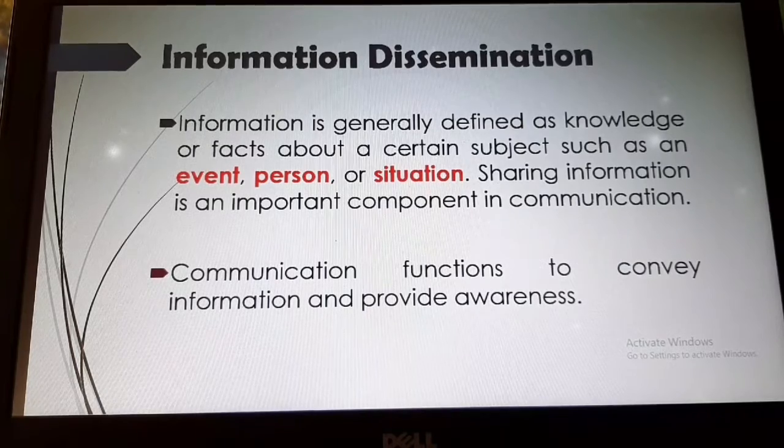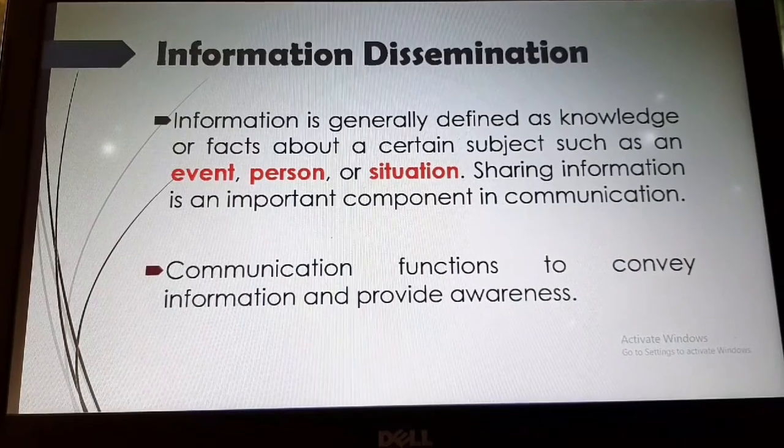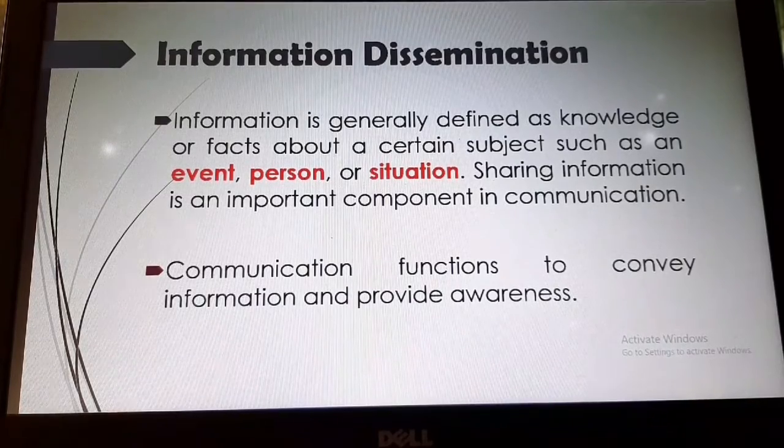And with those tips and ideas, you can actually say that communication really functions to convey information and provide awareness. Your GC is a concrete example of this function of communication, disseminating the info coming from the teachers or your subject teachers or coming from anybody else.